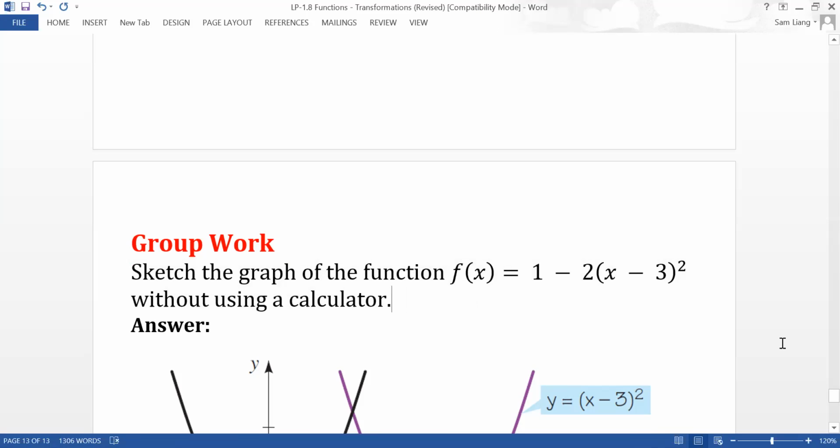We're going to sketch the graph of the function f of x equals 1 minus 2 times x minus 3 squared without using a calculator, just using our knowledge of transformations. And let me just show you the answer. If you want to try it on your own, pause it here. But if not, I'll go on to the solution.